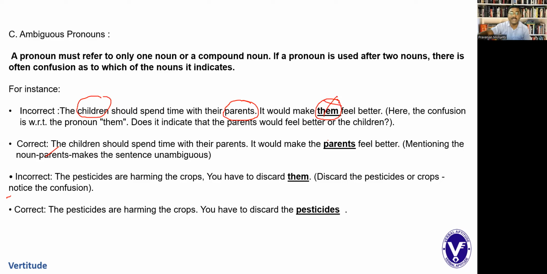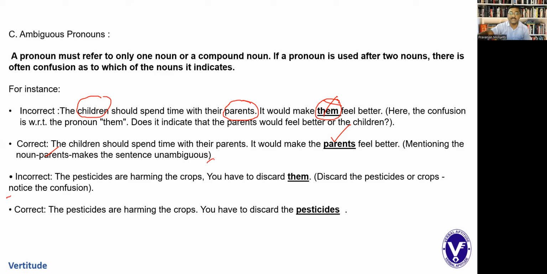But if I say the children should spend time with their parents, it could make the parents feel better. तो ambiguity या confusion remove हो जाता है. सो कोई कोई जो प्रोनाउंस हम लोग यूज करते हैं वो एम्बिग्यूटी या कंफ्यूजन क्रिएट करते हैं.